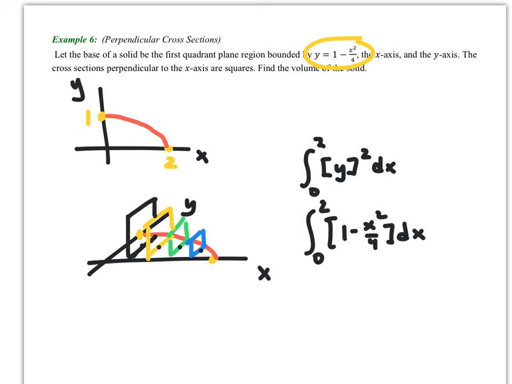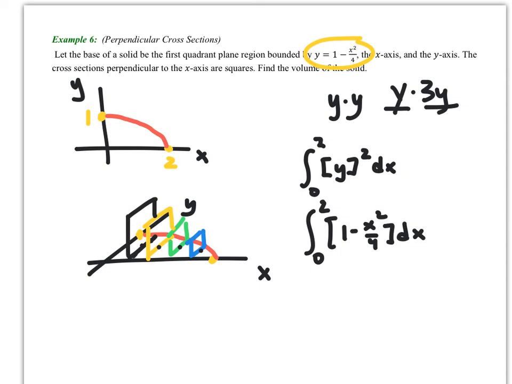What if each of these were rectangles? Well, then it would be whatever the y value is. Let's say the height of the rectangle was 3 times the width, then I'd multiply it by 3y. That's just a rectangle, base times height. A square is side times side. A rectangle would be base times height. So we've got some work we can do.